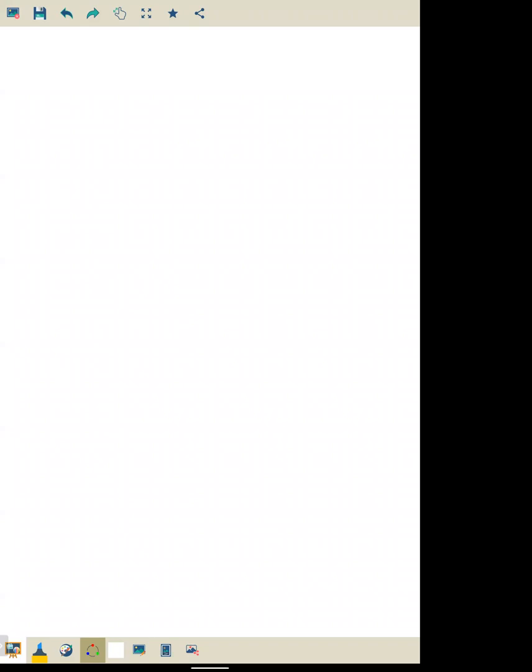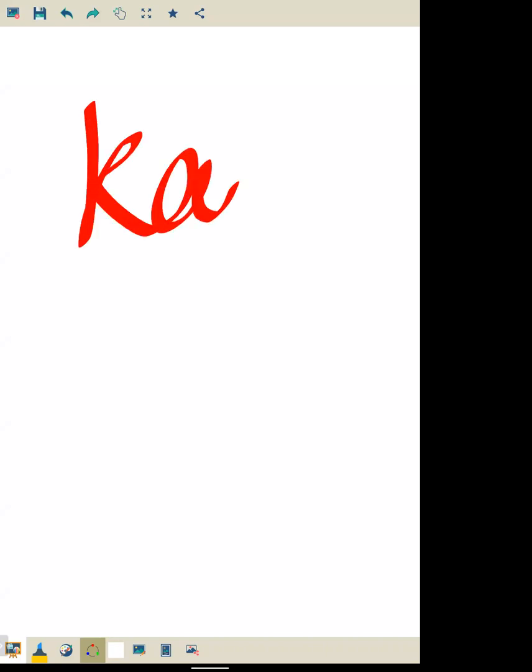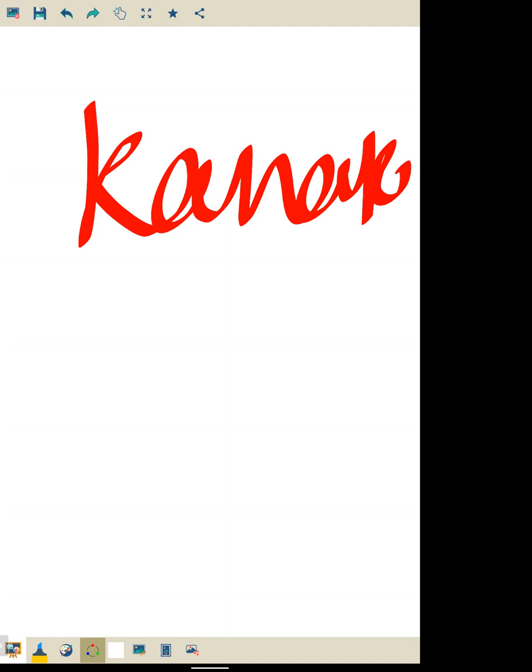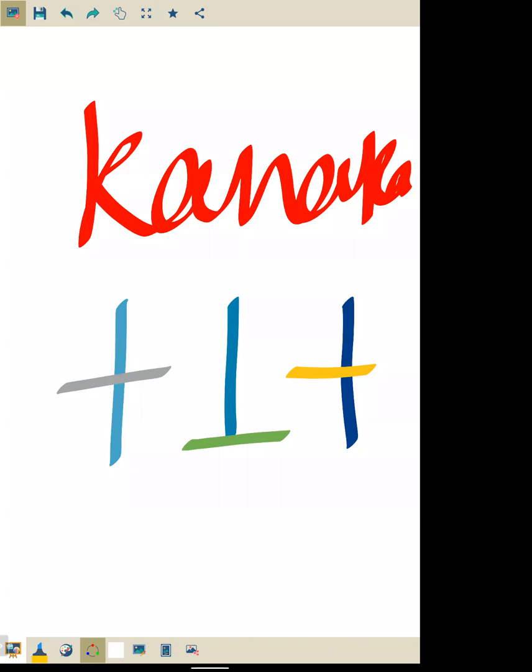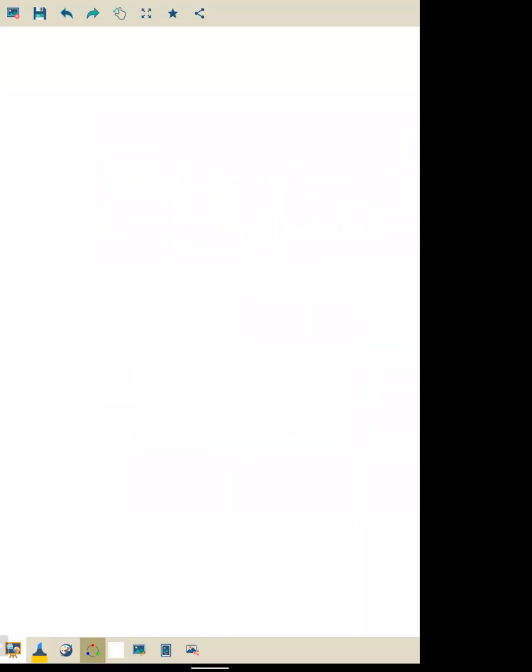Now you have to write more words using the matras, meaning the vowel combinations. Suppose we are writing Kanaka, that is gold. Ka, na, ka. But now you can write Sarnath or any other word. Kamadeva, that is the Cupid.